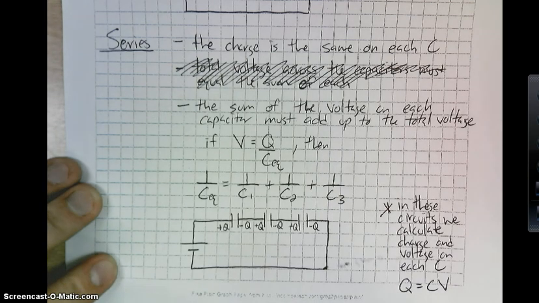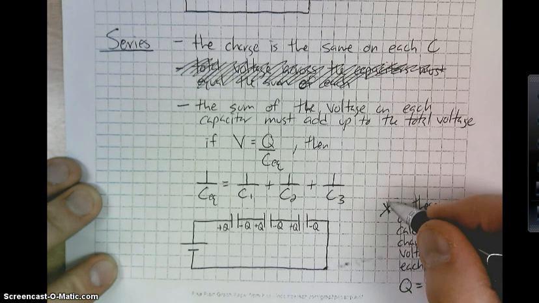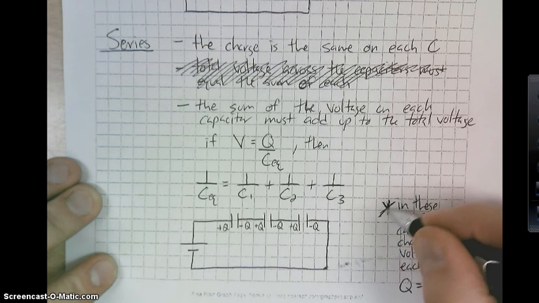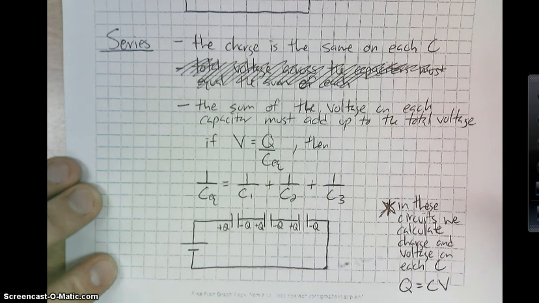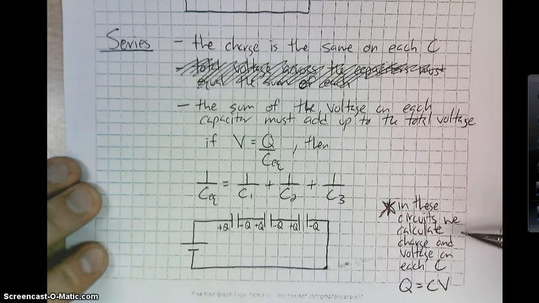Now, when we did stuff with the resistors, we ended up finding the voltages and the currents through each resistor. In these circuits, what we're going to do, and we'll do some examples tomorrow, is find the charge and the voltage. Now we used to use V equals IR. Now we're going to use Q equals CV. This is our basic definition of capacitance. Okay?